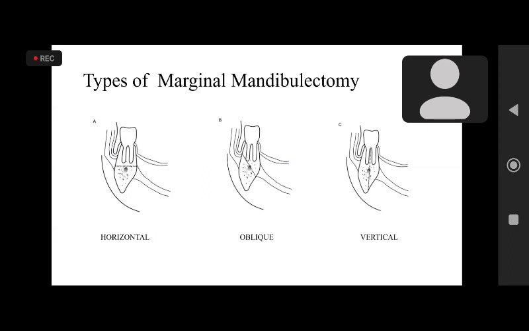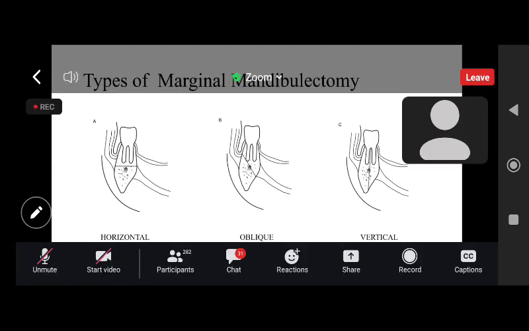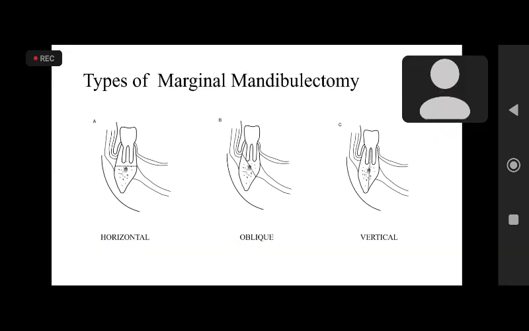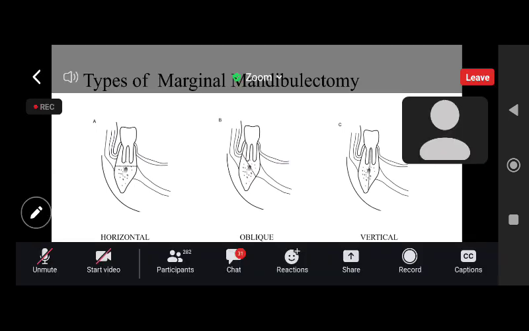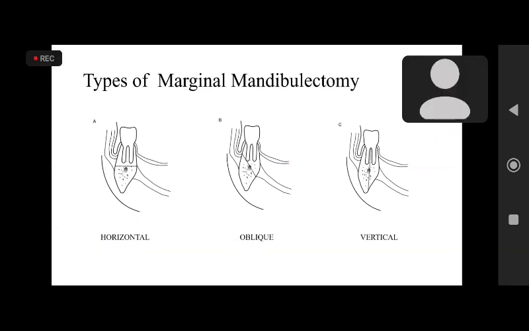So my question in general to every one of you, we do all horizontal marginal mandibulectomy very frequently, but how do you go about deciding feasibility of doing an oblique or a lingual plate marginal mandibulectomy? Any clinical pointers to decide about that? So how do we decide whether a candidate is suitable? I would. Yeah, please.